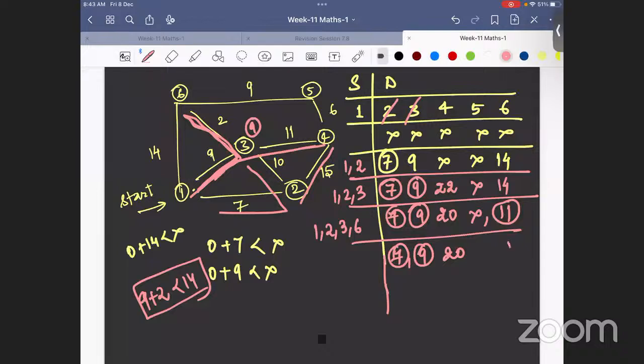20, and then 11. Can you reach 5 with the help of 1, 2, 3, 6 with less than infinite? Yes, sir. So I can go 1, 3, 4. I can reach it there, right? So what should be the weight?